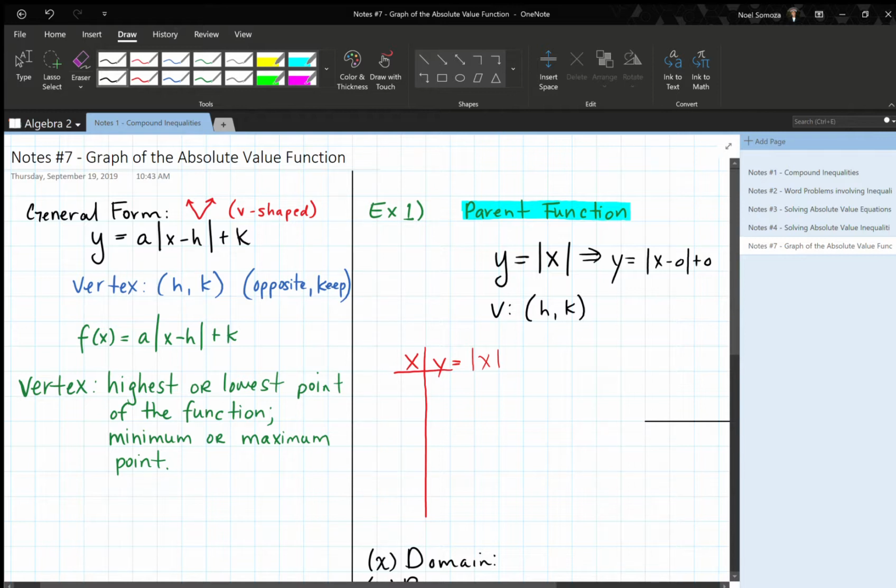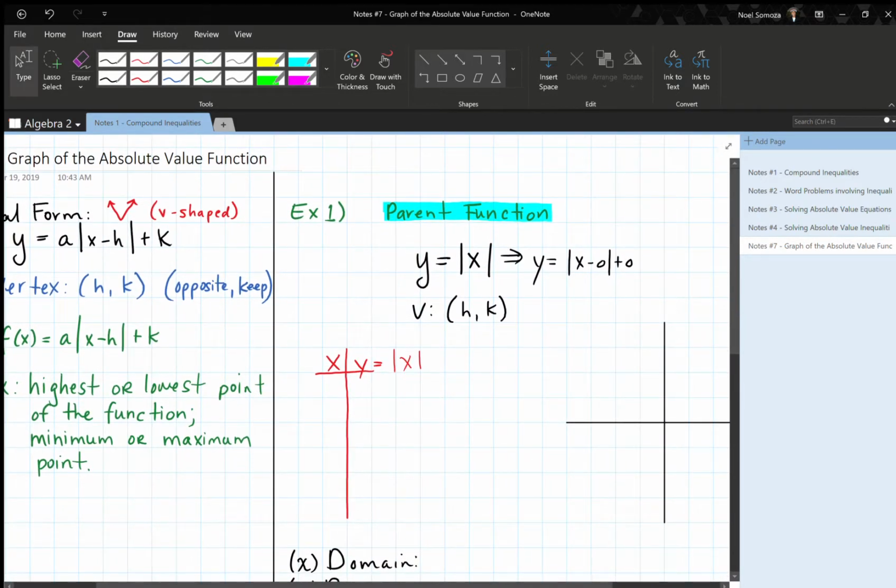And would you agree with me that this is the same as this? Yes, no, maybe? Yes? Yeah, because if I take nothing away from x, I didn't change it. And if I add nothing to the outside, I still didn't change it. All I did was I put some placeholders in there because now what do I have? What two letters? I have an h and I have a k, right? So I'm able to pull these values out and then create my vertex.